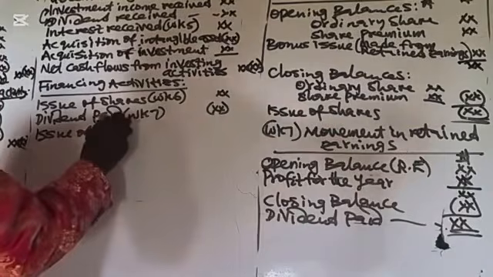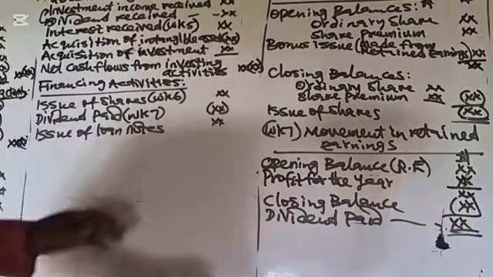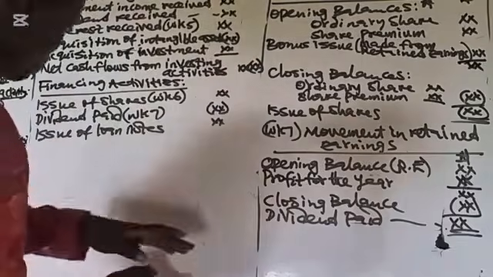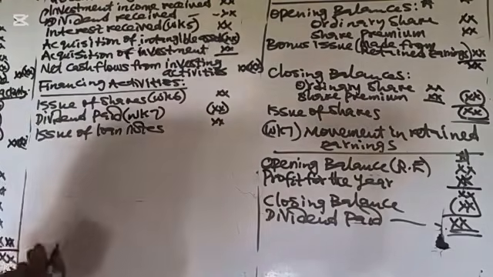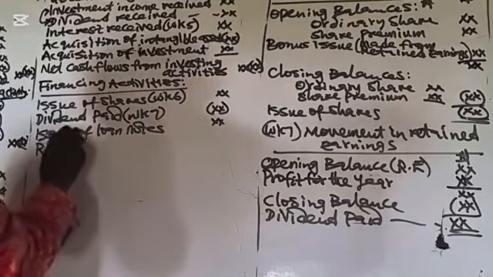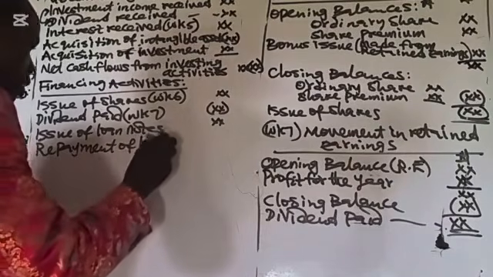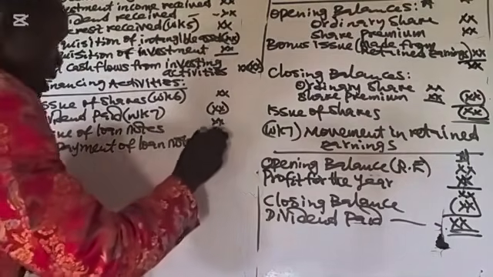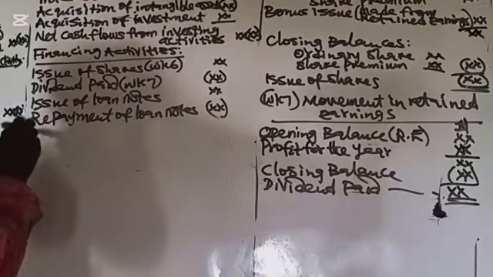loan notes. The closing balance will be greater than the opening balance where there are issues of loan notes. That results in an inflow of cash. Repayment of loan notes: where loan notes are repaid, the closing balance will be lower than the opening balance. You may have lease payment.